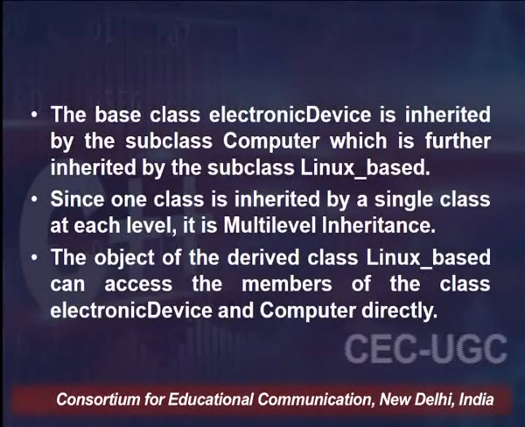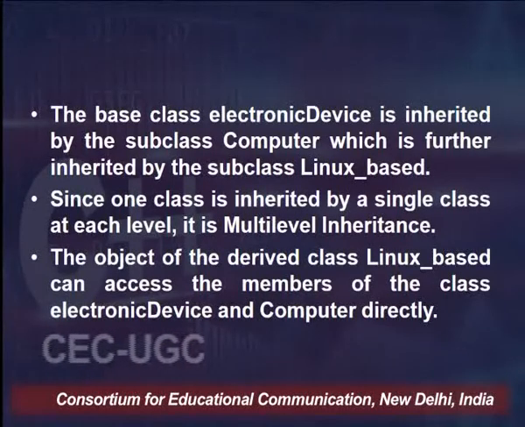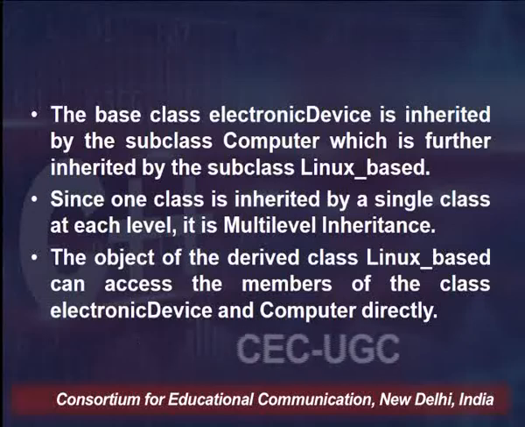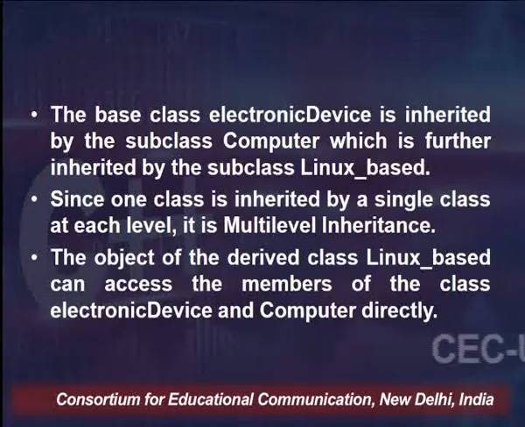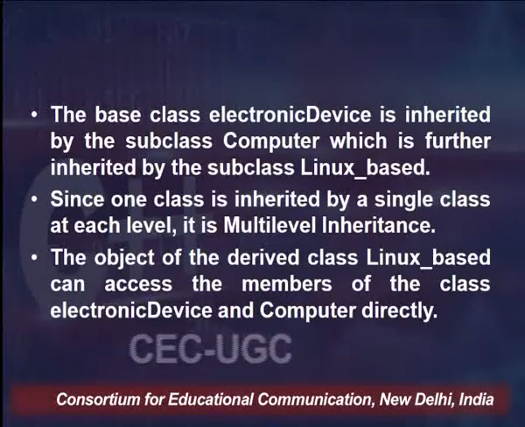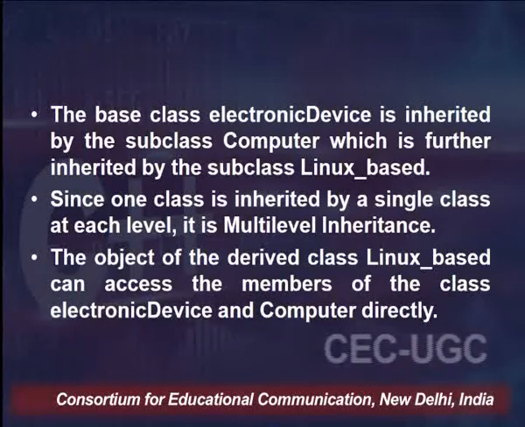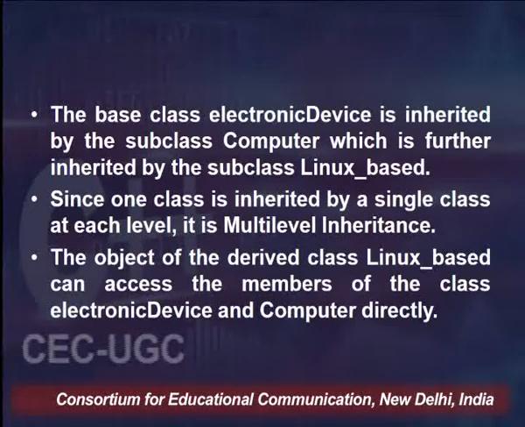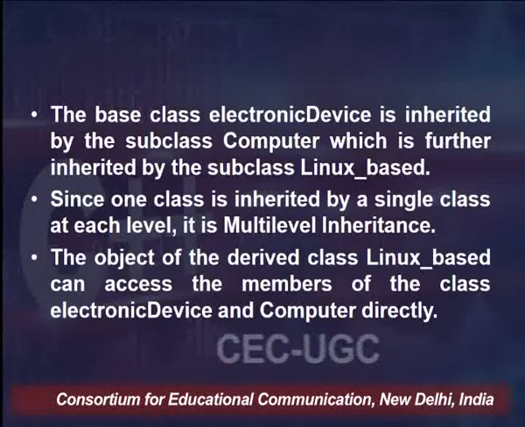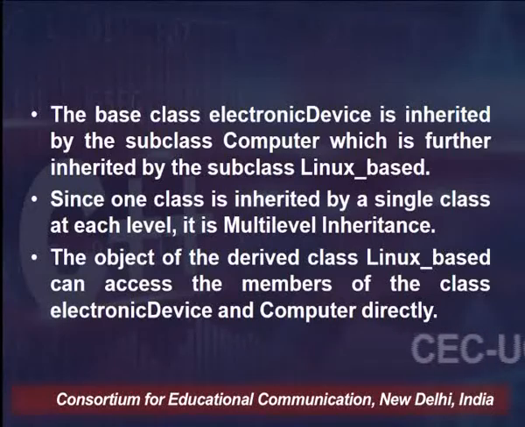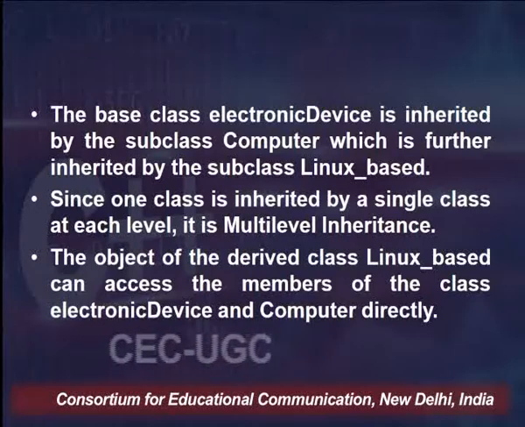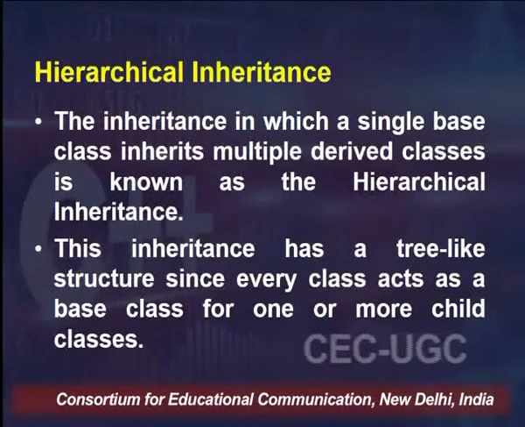So basically, why are we calling this multi-level inheritance? One class is inherited by a single class at each level. That's why this is known as multi-level, and there are 2-3 levels, and the object of the derived class Linux based can access the members of the class electronic device and the members of the class computer directly, because the electronic device class is inherited by the subclass computer, which is further inherited by the subclass Linux based. So this was the situation.